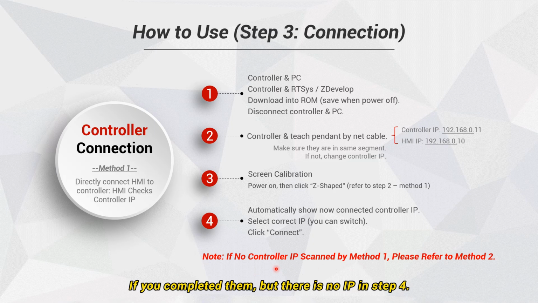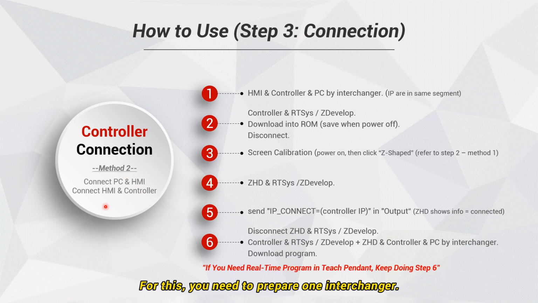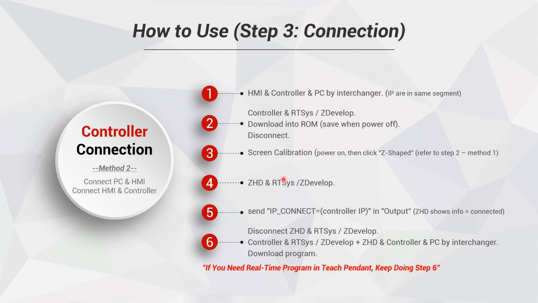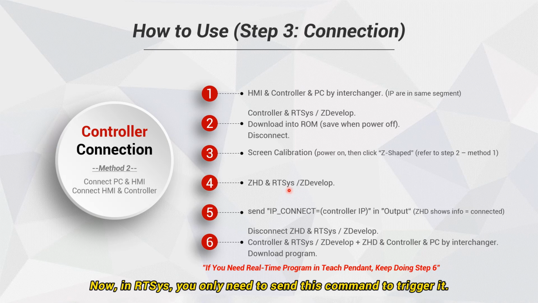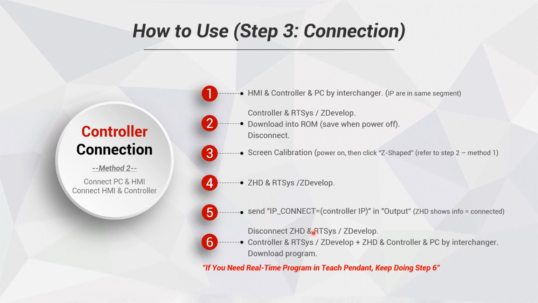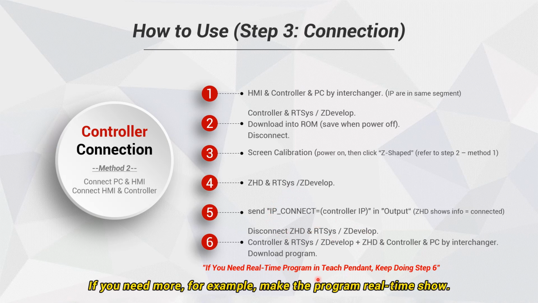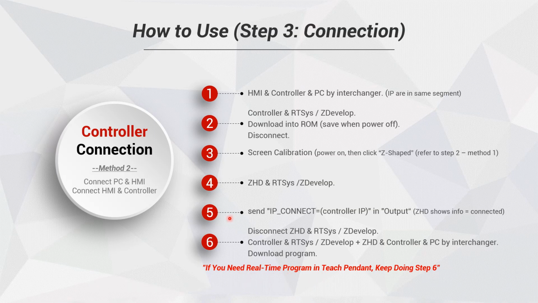If you completed them, but there is no IP in step 4, you can try the second way. For this, you need to prepare one interchanger and connect them by the interchanger. Then, these two are the same. Next, connect your ZHD to the software. Now, in RTSys, you only need to send this command to trigger it. If you need more, for example, make the program show in real time, after step 5, do these.